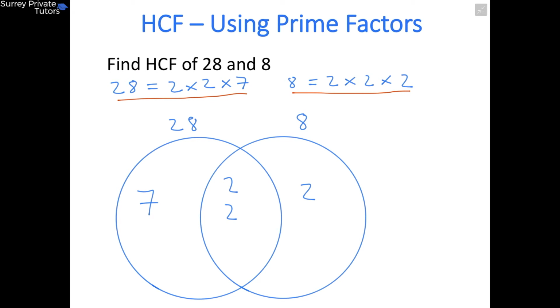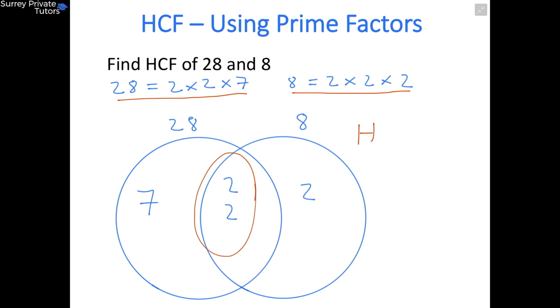You then put these sets of numbers into a Venn diagram with all the factors for 28 on the left, the factors for 8 on the right, and any common factors in the middle. So if you remember, to find the lowest common multiple, you would times together all of these numbers. But now, we're trying to find the highest common factor. So in this case, you only times together the numbers that are in this middle section here.